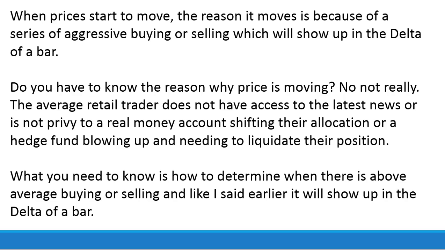People always say, why is the market going up? Well, there's more buyers than sellers. No, there's not. There's more aggressive buyers than sellers. It's a one-to-one transaction. Someone's buying it from one seller. What they're doing is, maybe there's not enough on the offer, so they buy it to move the price up, because these buyers are being aggressive. That's what's moving the price. So when prices start to move, the reason is a series of aggressive buying or selling, which shows up in the delta of the bar.